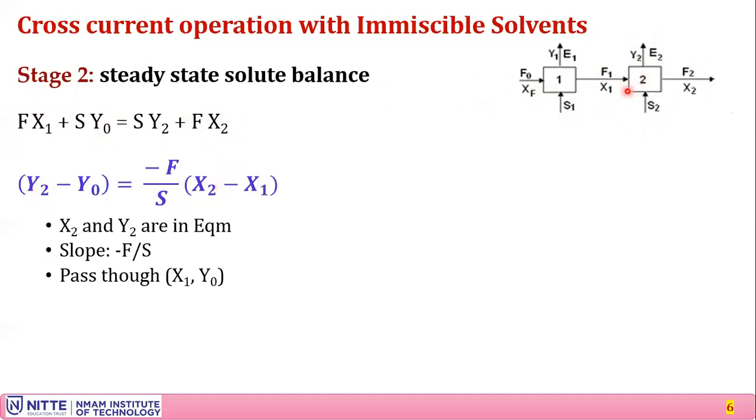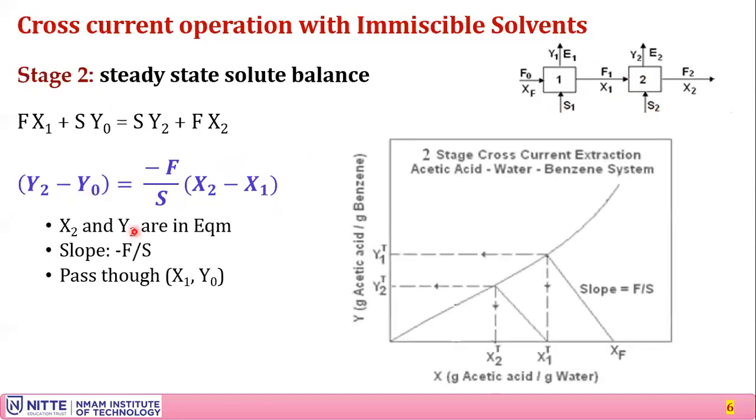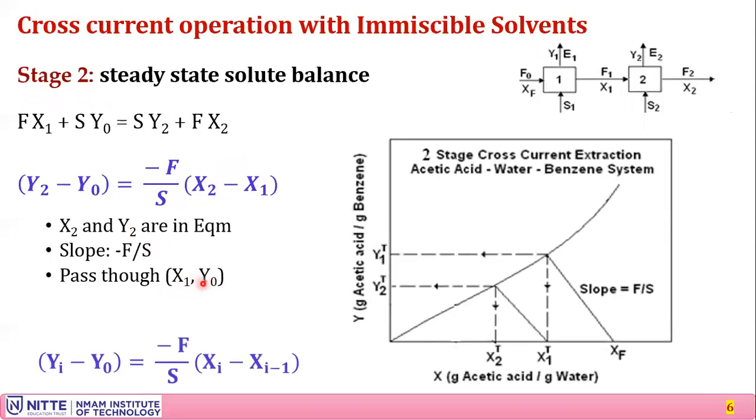So the input concentration is x1, and the input concentration is y0 for the solvent. Again the same logic: if y0 is 0, it passes through x1 comma 0, with the same slope minus f by s. The slope f by s does not change in both the stages. So from here you draw one more line, and where it intersects the equilibrium line, that is going to be the exit concentration of stage 2, the equilibrium concentration of stage 2, x2 and y2.